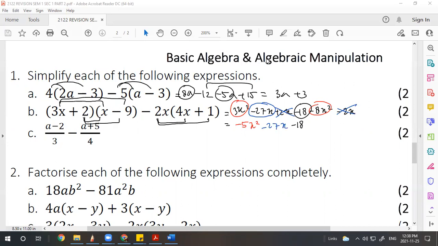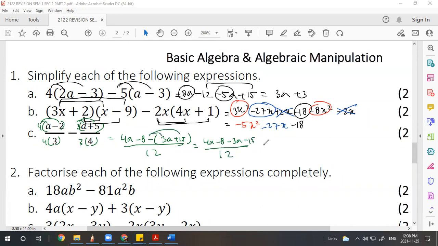To do part C, you need the denominator. 4 becomes 12, right? 3 becomes 12 also on the bottom part. So what is the answer? For A minus 8, right? For A minus 8, subtract bracket 3A plus 15, over 12. And then open the bracket: for A minus 8 minus 3A minus 15, over 12. Yeah, open like this. So for A minus 3A, collect the like terms as usual. Negative 8 minus 15, minus 23 over 12.